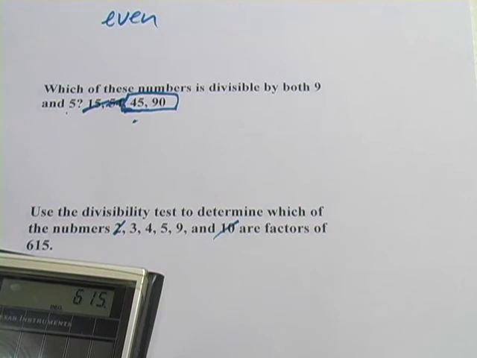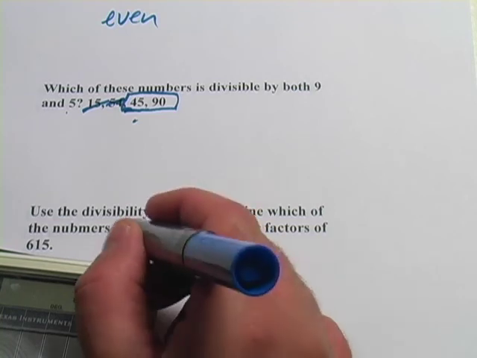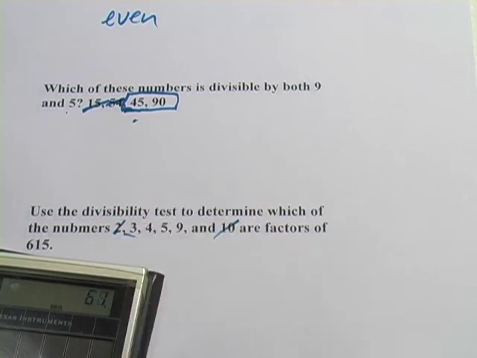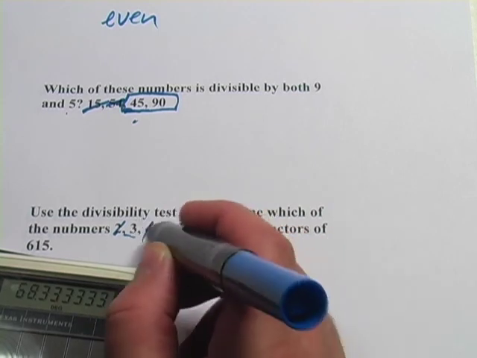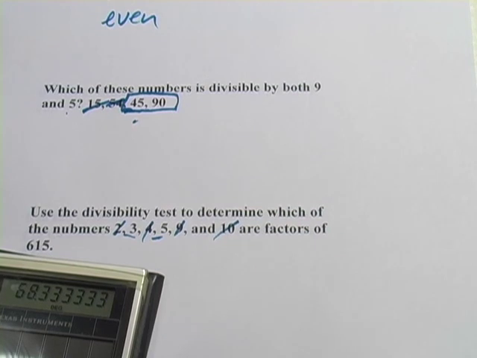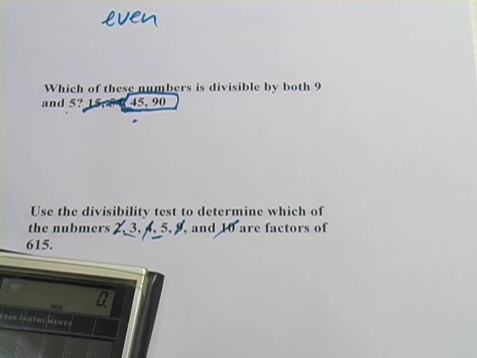So let's try dividing. So I'm going to test 3. 615 divided by 3, and I get 205. That's a whole number, so 3 works. 615 divided by 4, nope. 615 divided by 5, yes indeed, 123. And 615 divided by 9, nope. So the 9 didn't work, the 4 didn't work. We've got 3 and 5 as factors of 615. So that's a little bit about divisibility.